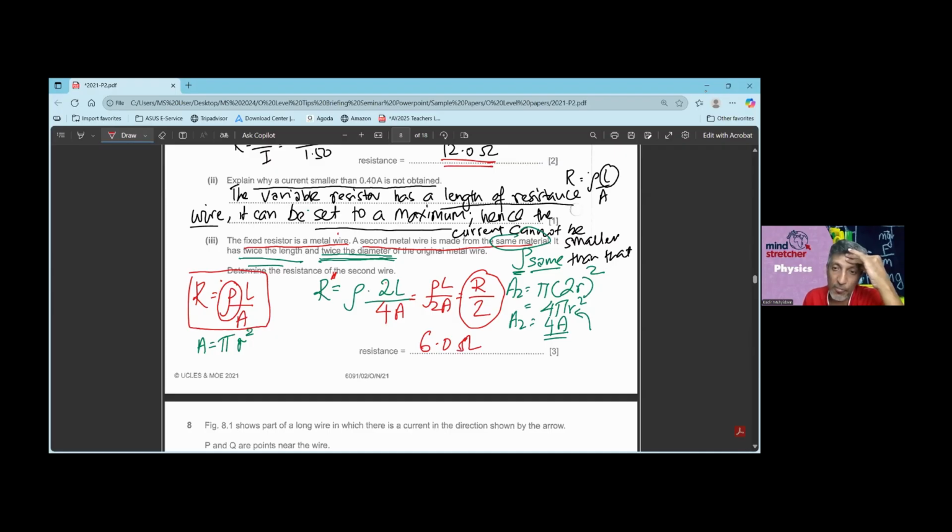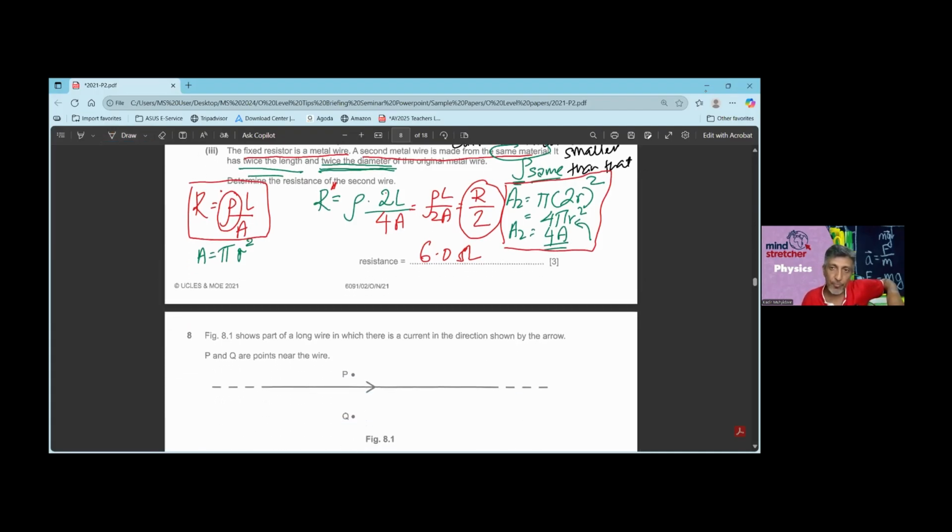So guys, please be careful. This type of calculation can come out. This calculation comes out as an MCQ or structured question. This is a very popular question and comes out quite often.